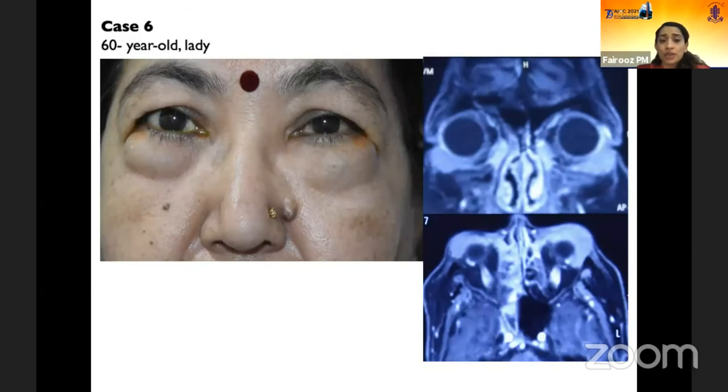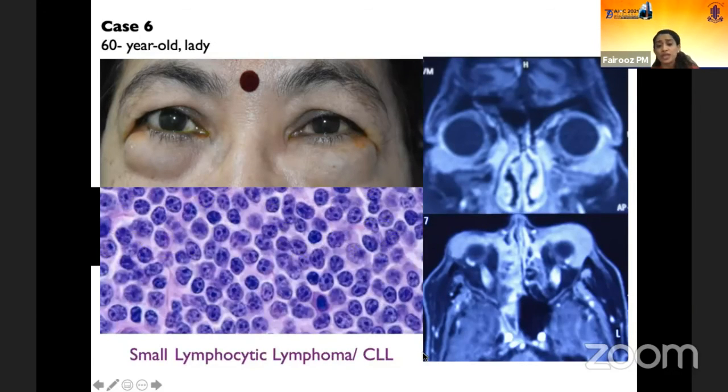This is a 60-year-old lady who initially was thought to have lower lid bags. In fact, she has seen everyone when it was a very small lesion, and when she presented to me, it was quite large and even firm in consistency. She also felt a little bit of protrusion of the right eye. This was a case of small lymphocytic lymphoma, CLL, involving the anterior orbit bilaterally.